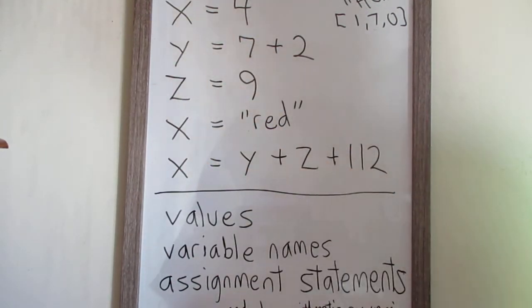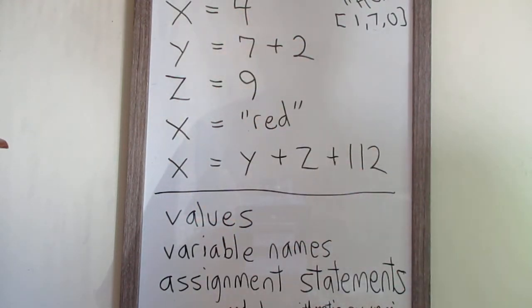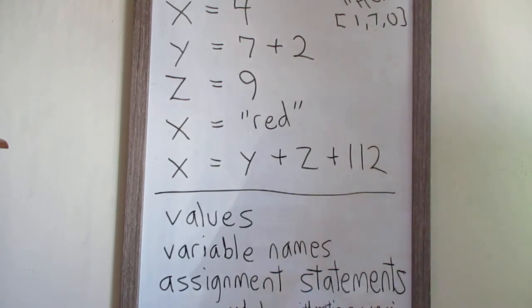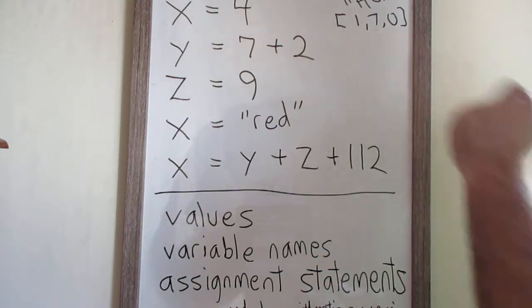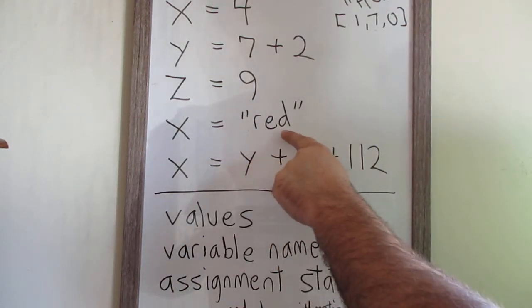x, y, and z are variable names, and there's a very important relationship between variable names and values. Assignment statements connect variable names to values, and let me get into why that connection is important. The connection is so important because, what is a variable name? Well, suppose I have a value. The array that contains the numbers 1, 7, and 0 is a value. The number 3.14 is a value. The string of text hello is a value. The string of text red is a value.